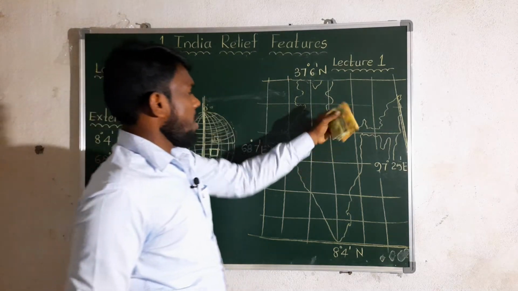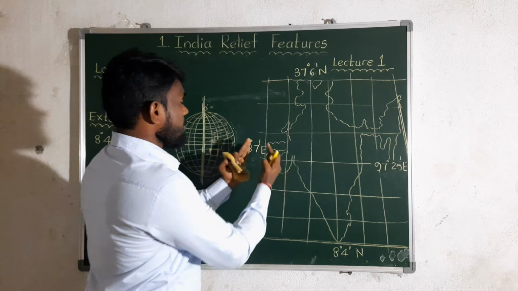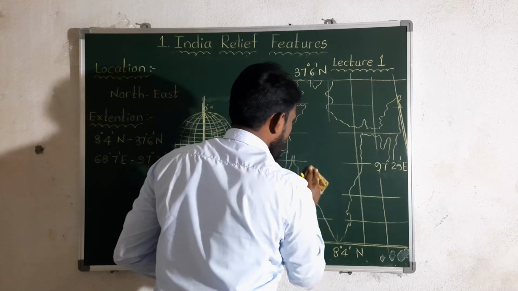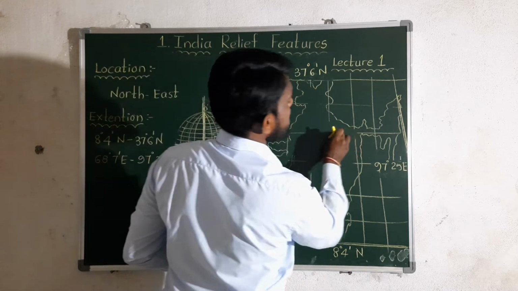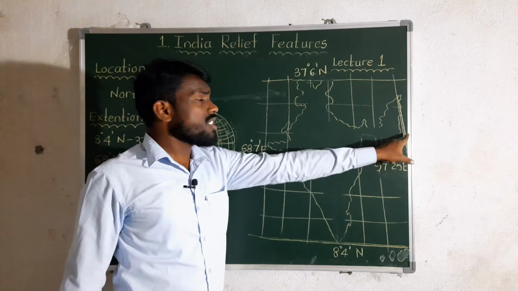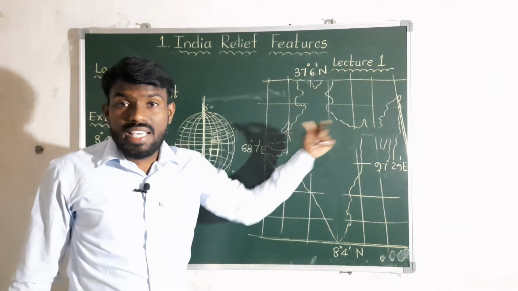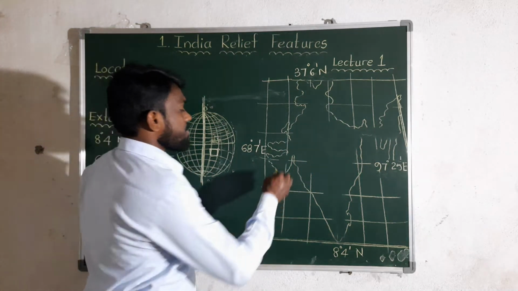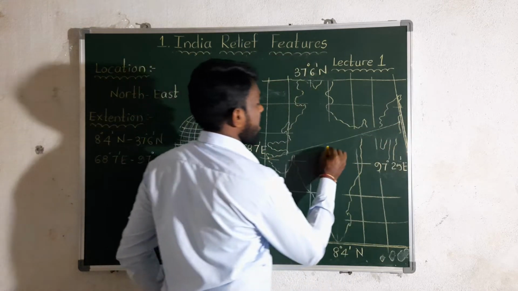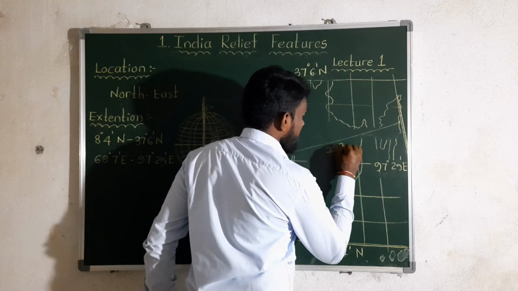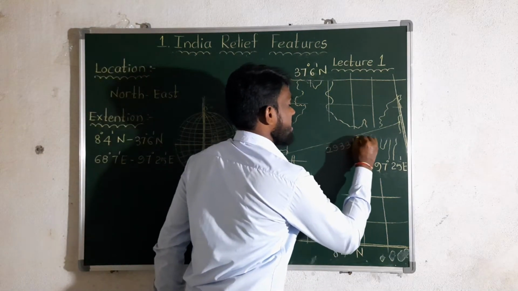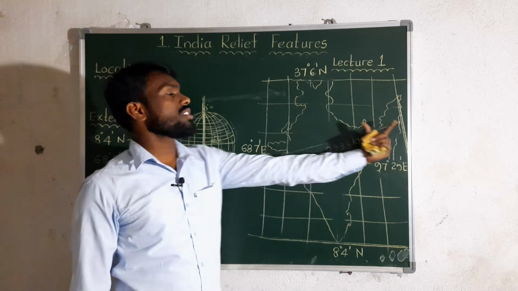So before that we need to find out the distance from north to south, and at the same time the distance from east to west. The distance from east to west is here. Let me draw the line from here to here. The distance is 2933 kilometers, the distance between east to west.